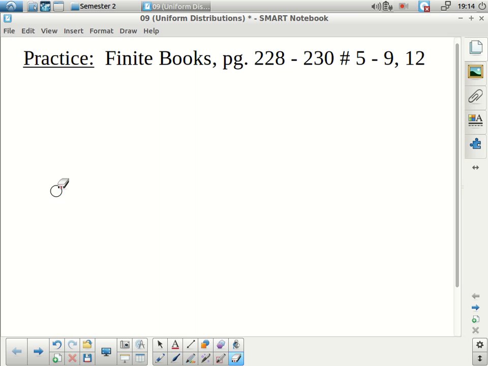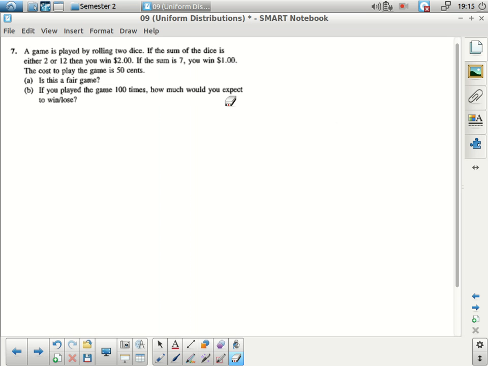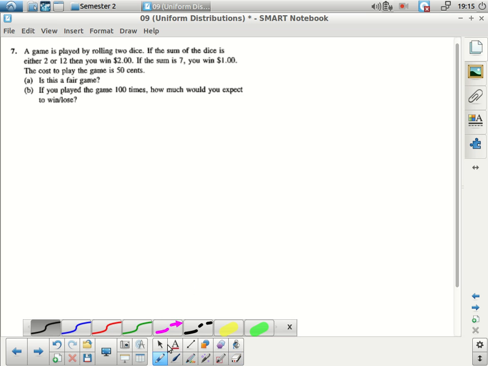Again, we're going to take up one of the questions from the practice work from the weekend to refresh your memories of how that works. We're going to do number 7. A game is played by rolling 2 dice. If the sum of the dice is either 2 or 12, then you win $2. If the sum is 7, you win $1. And the cost to play the game is 50 cents. So is this a fair game?